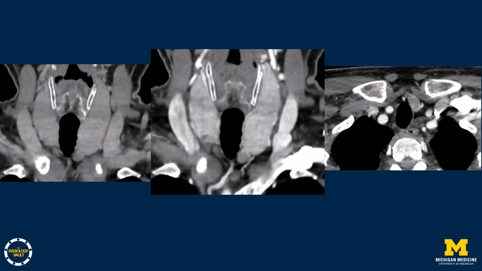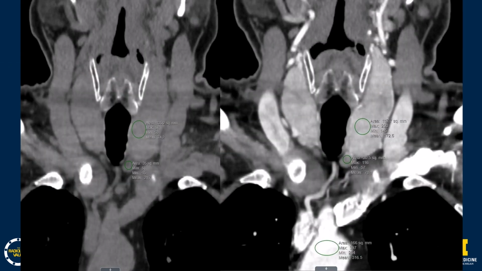Here's another example. If we start in the middle with the arterial phase, we see an arterially enhancing lesion inferior to the left thyroid lobe. We go to the left where it's the non-contrast phase, and we see that it is hypoattenuating relative to the thyroid gland. And on the right side is the axial view delayed imaging. Here's the same lesion, but this time with the ROIs.